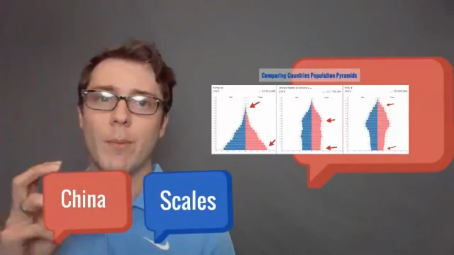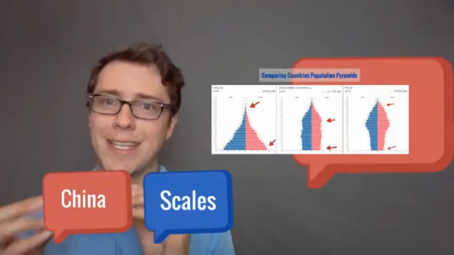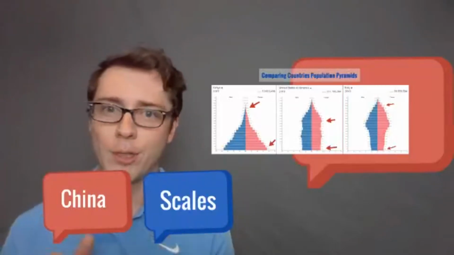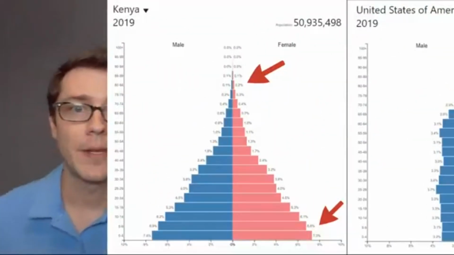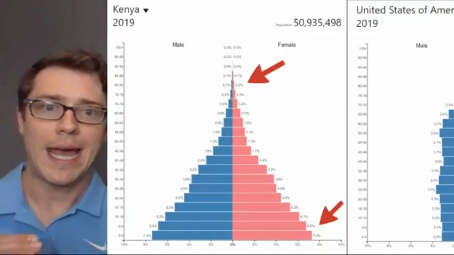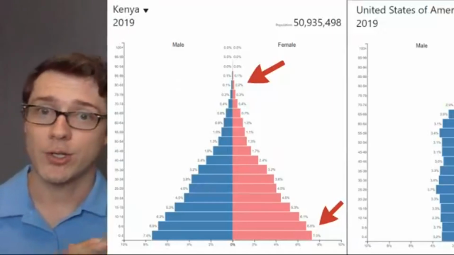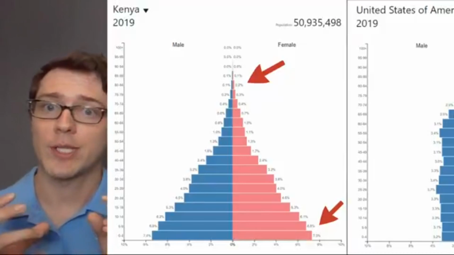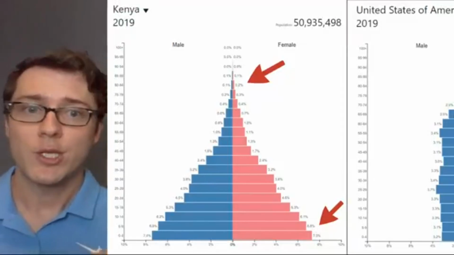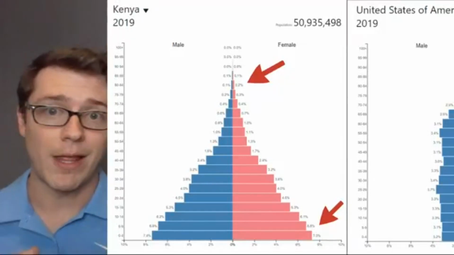So let's compare population pyramids so that we can understand the differences between countries and how the population pyramids are structured. So we'll start with Kenya here. Kenya is one that has a more pyramid style structure, so a more triangular structure. And we look at a couple different numbers to understand why it's significant.